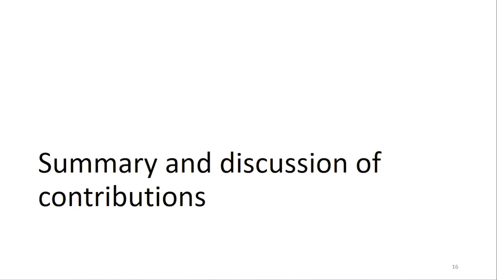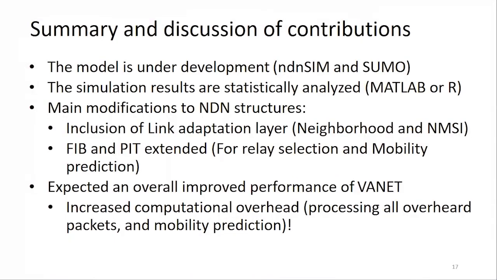Now we present our summary and the discussions of our contributions. The model we propose here is under development using NDNSIM and SUMO and evaluated by means of simulations. The simulation results are statistically analyzed using the MATLAB or R environment. The main modifications to NDN structures are the inclusion of a link adaptation layer, and then the added fields in the FIB and the PIT for relay selection and mobility prediction.